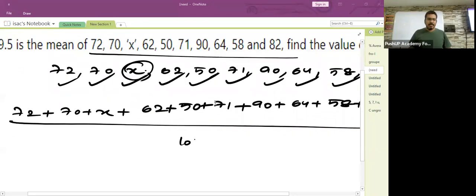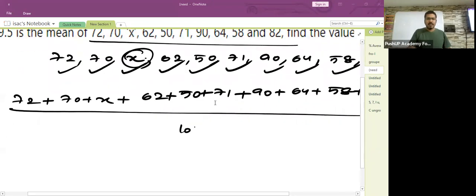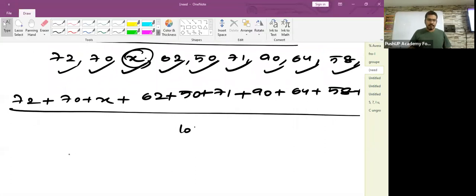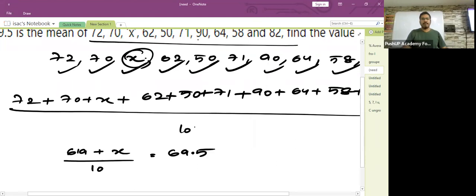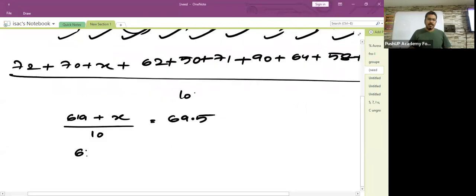Okay. So I think you all are getting this. 619 plus x divided by 10 is equal to 69.5. Very good, Maria. Now, 619 plus x is equal to 10 into 69.5. How much is it? 695. So how much would be x?